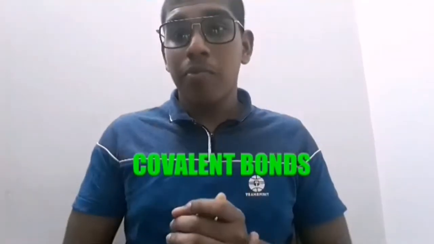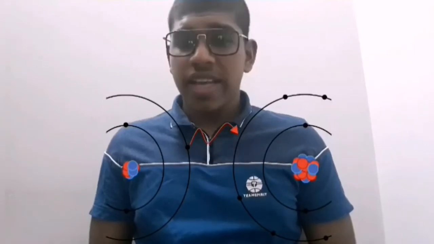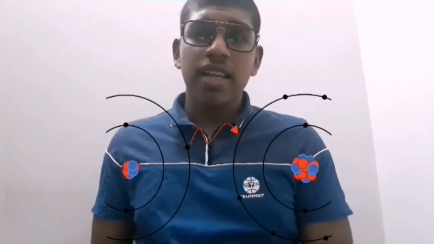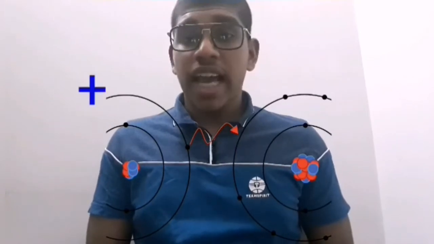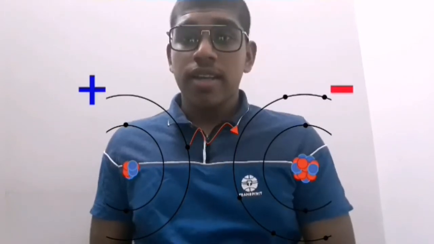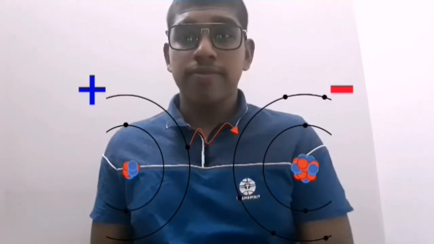Now what is a covalent bond? Now we already know what is an ionic bond. During a chemical reaction, one atom receives electrons from another atom so that it can be stable. One becomes a cation and one becomes an anion. That is, one becomes a positively charged ion and one becomes a negatively charged ion. Now what happens in a covalent bond is that two atoms share the electrons so that they both can be stable.